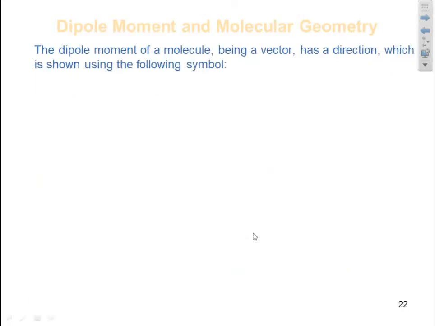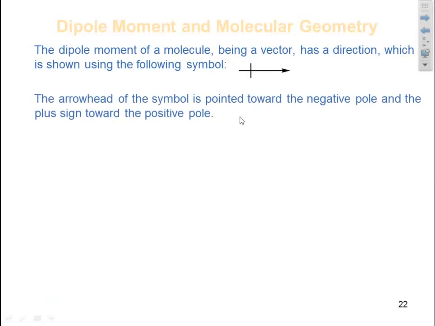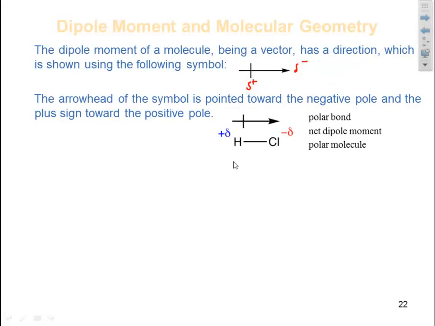The dipole moment of a molecule, being a vector, has a direction, which is shown using the following symbol. The arrowhead of the symbol is pointed toward the negative end, and the plus sign toward the positive end. So we tend to put the positive end around the delta plus and the arrow pointing toward the negative end. Here's an example, HCl. Hydrogen has a delta plus, chlorine has a delta minus, so we write the positive end over the hydrogen and point the arrow toward the chlorine.